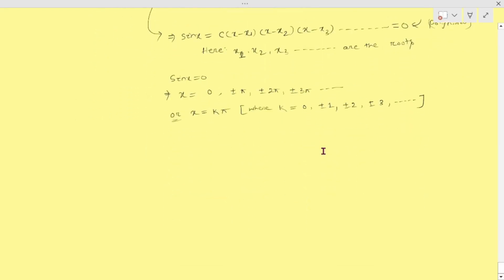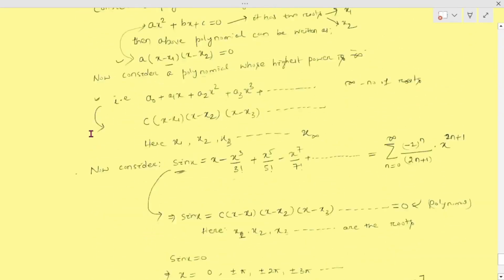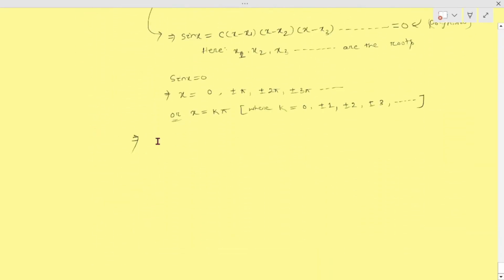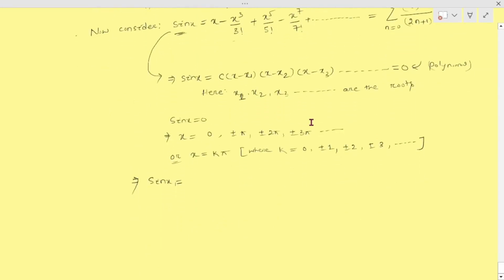Right. Now that implies sin x will be written as this polynomial, c into x minus x1, x minus x2, up to and so on, will be equal to 0.